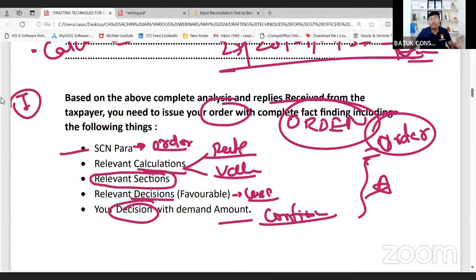So this is my first thing, that is provisional assessment notice and order. Just confirm me once in the chat box that both these things related to the provisional assessment, the show cause notice, the notice and the order, is okay for you or not. I am expecting reply from each and everyone.